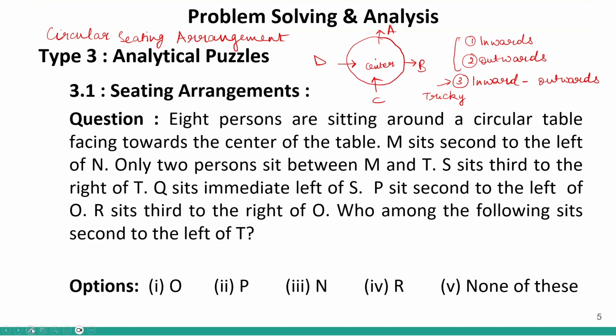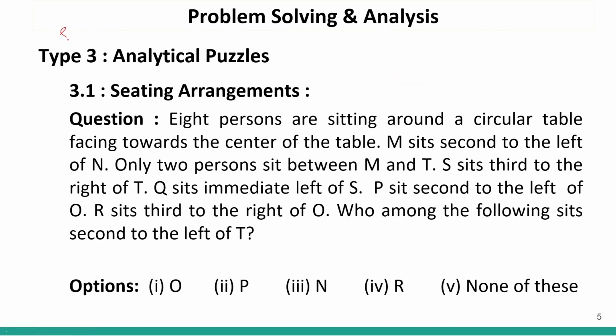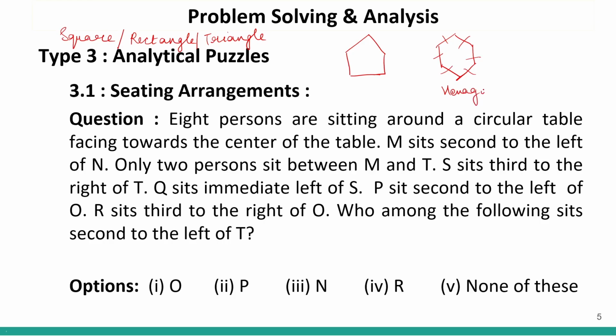Okay. The third type is your square or rectangle or triangle seating arrangement. In this type you can even get a pentagon. If you remember, pentagon means something that has 5 sides, and hexagon is something that has 6 sides. So 1, 2, 3, 4, 5, 6 sides. So this is your hexagon, and pentagon, 1, 2, 3, 4, 5 sides. So this is your pentagon. Okay. So you get this type of question in square, rectangle, triangle type of seating arrangement.